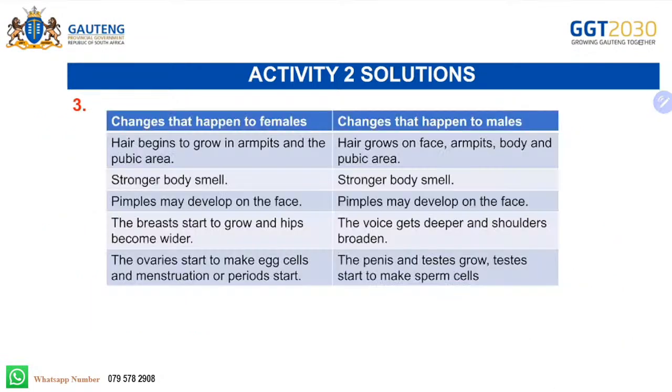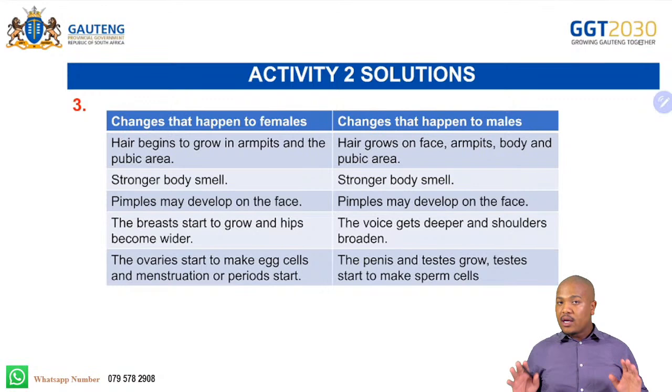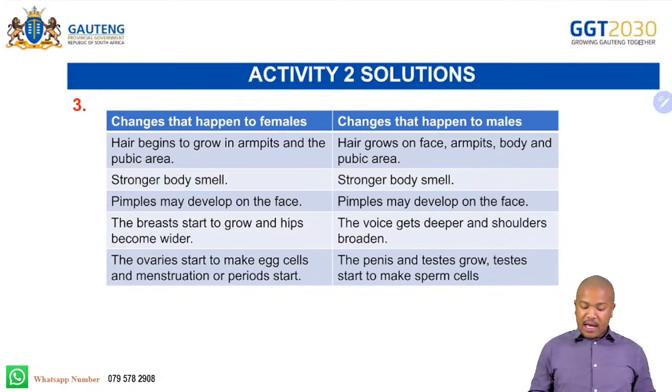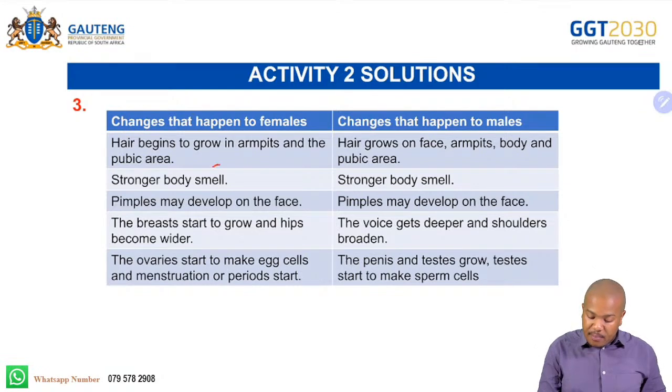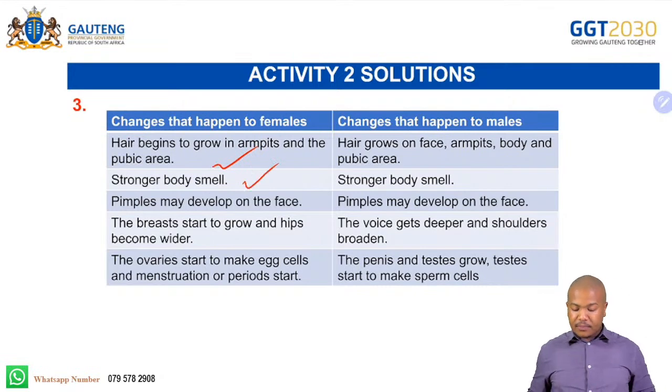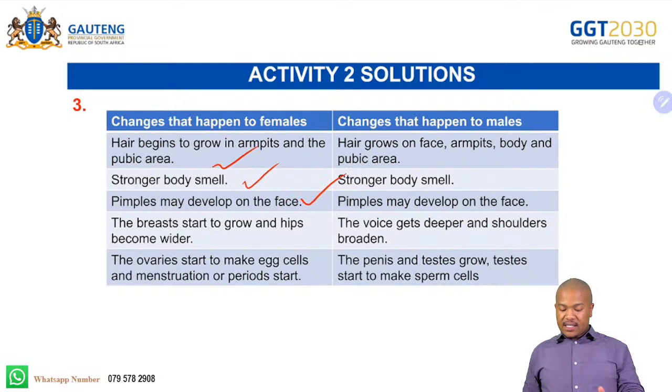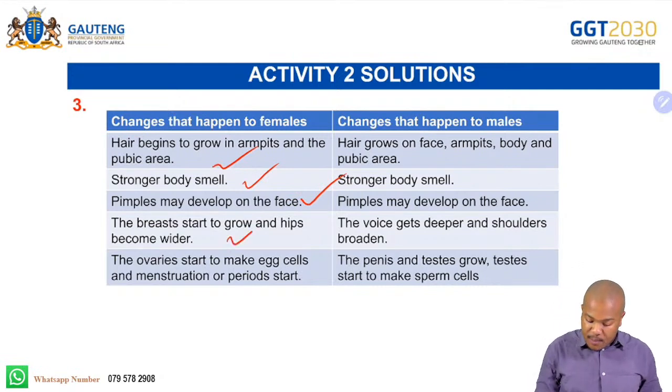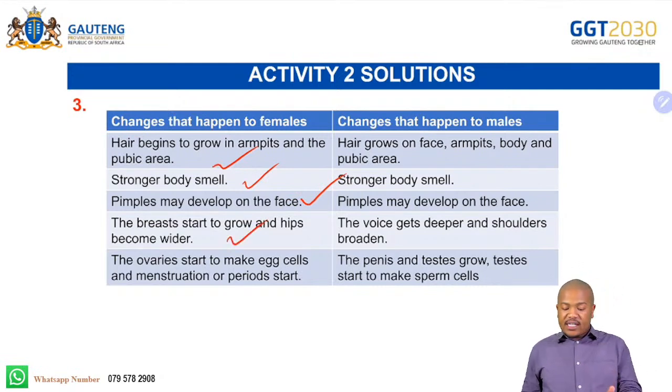Number three, you had to compare the secondary sexual characteristics between female and male during puberty. The changes that happen to females: hair begins to grow in the armpits and the pubic area, a stronger body smell, pimples may develop on the face, the breasts start to grow and hips become wider, and the ovaries start to make egg cells and menstruation or periods start.